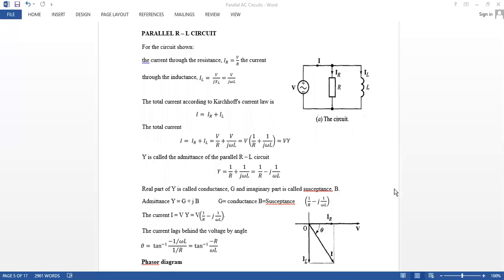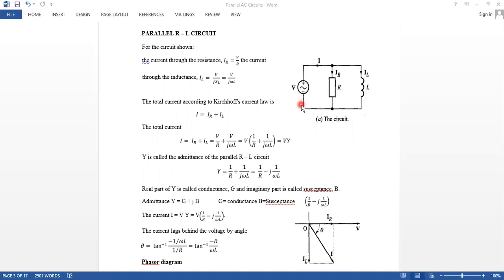Good morning, dear students. So last class we have just seen the prerequisites for parallel AC circuits. So today we shall continue with the parallel AC circuits, starting with the parallel RL circuit. Okay, let us take a resistor and an inductor which are connected in parallel and then connected across an AC voltage source.